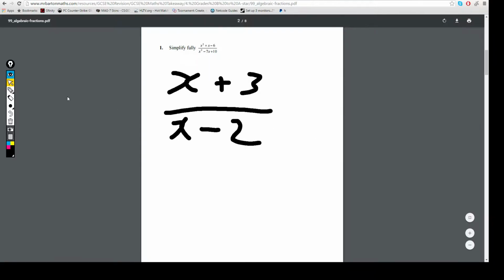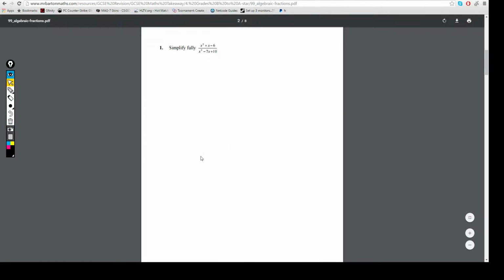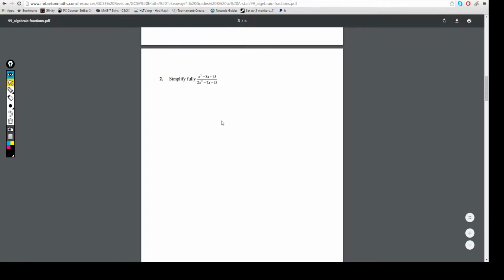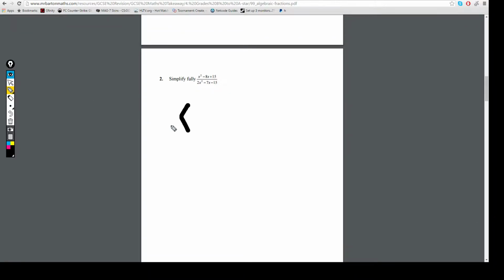Okay, we go on to the next one now. So we have another one which says simplify that. So we're going to simplify this down as much as possible, and we will get there. So we'll do it now. It's going to be pretty much the same as last time. I'll get the smaller pen because it's easier to write.